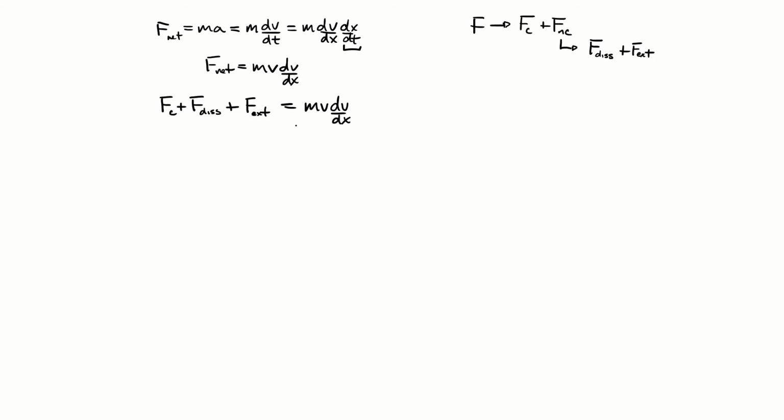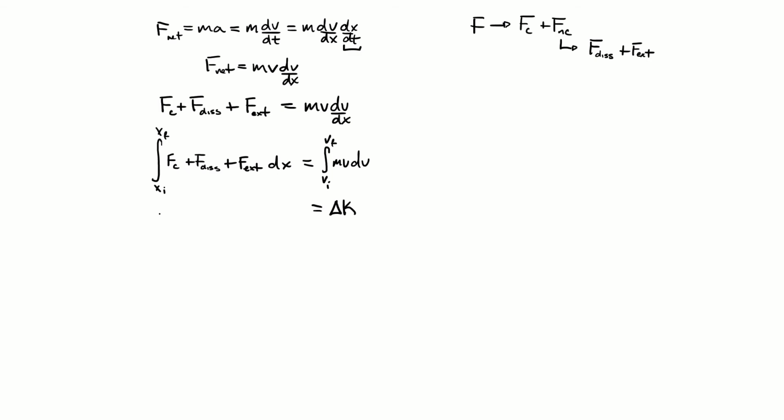And then what we can do is bring the dx over to this side and do our integral from our initial position to our final position of Fc plus F dissipative plus F external dx, which is equal to the integral from V initial to V final of mv dv. And this may seem really familiar to you. This is what we did at the start. This ends up being 1/2 mv final squared minus 1/2 mv initial squared. So this is our change in kinetic energy of our object.